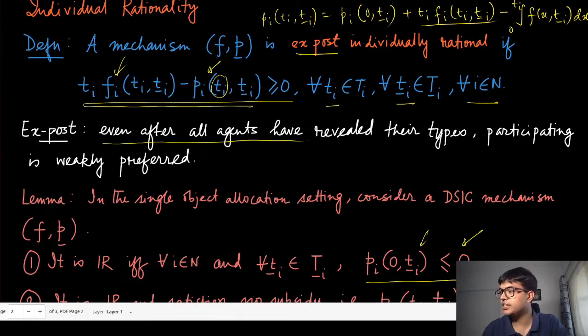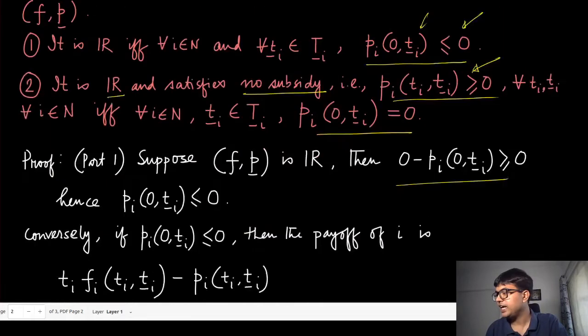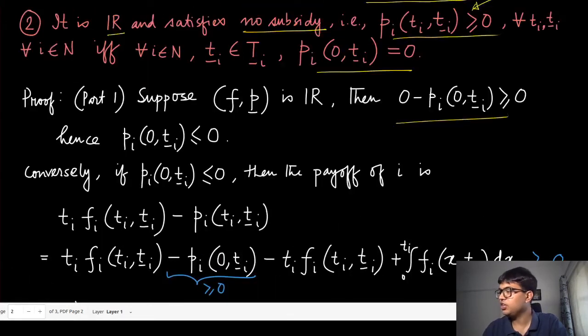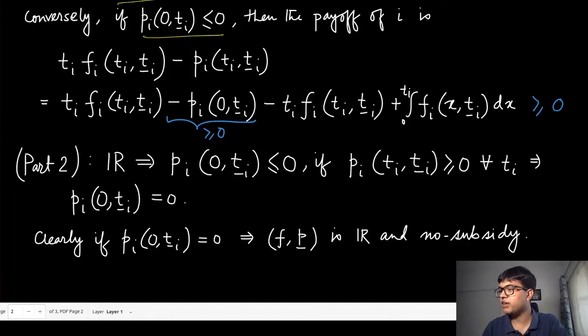So essentially in this part there will be only this term left, and because it has to be non-negative, we have this Pi has to be non-positive. Pi 0 of T minus I has to be non-positive. So conversely, if we have this to be non-positive, then we'll have to show that this also satisfies the individual rationality constraint, and we can do that just by writing down the utility expression explicitly.